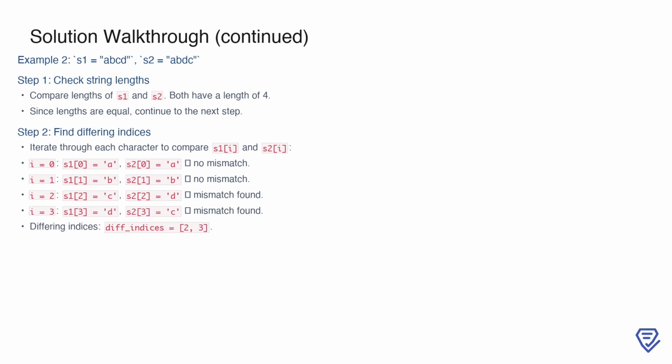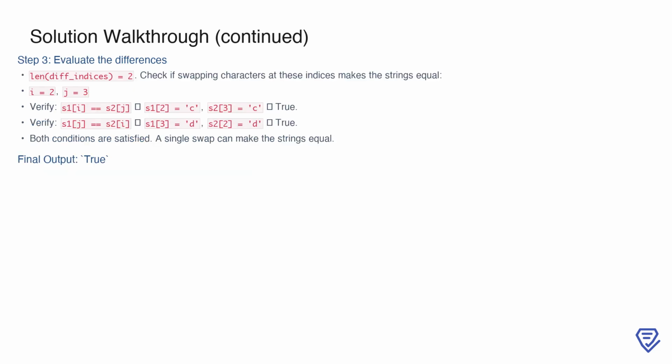This means the differing indices are 2, 3, and we can now evaluate whether swapping the characters at these positions will make the strings equal. With the differing indices identified as 2 and 3, we now check whether swapping the characters at these positions will align the strings. At index 2, S1 has C and S2 has C at index 3, which satisfies the condition. Similarly, at index 3, S1 has D and S2 has D at index 2, which also satisfies the condition. Since both of these conditions are true, it is possible to make the strings equal with a single swap. As a result, the output for this example is also true.